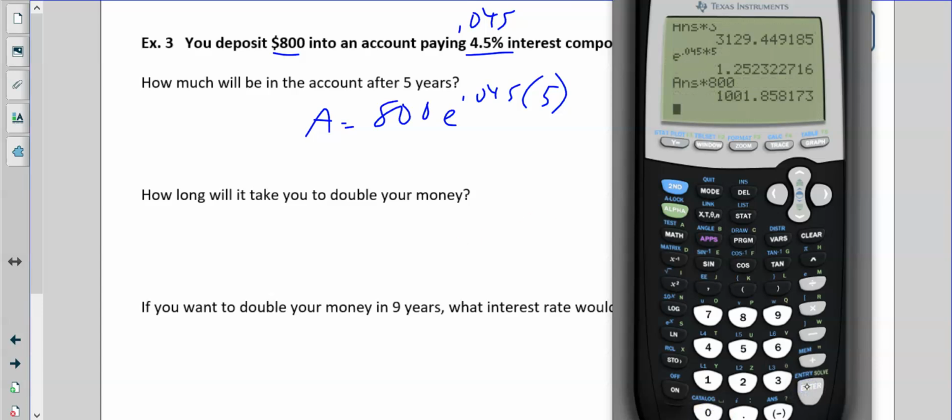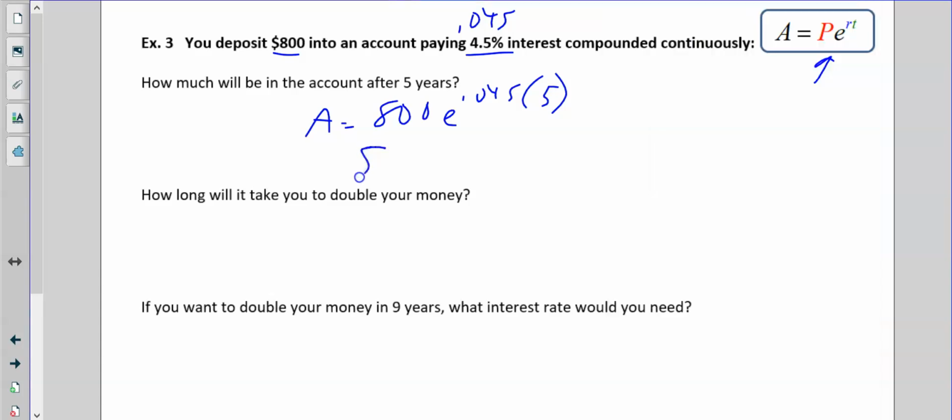Now, some have asked, you can also do it this way if you want. You can type in 800, then do the second ln, and then type in the 0.045 times 5, and you'll get the same amount. Now, remember, this is money, so we're going to round the 85 up to 86 cents. So it's $1,001.86. How long will it take you to double your money?